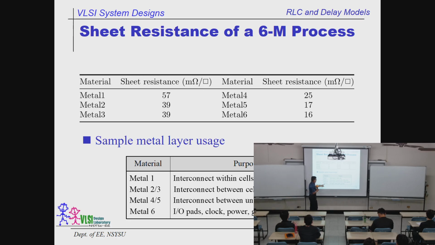So there's something missing in the textbook. That is a reset. Reset, power, ground, and the clock. These are the 4 major signals carried by metal 6. Is that clear?